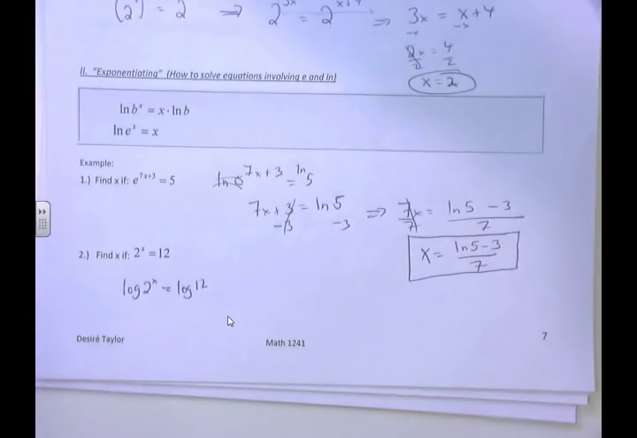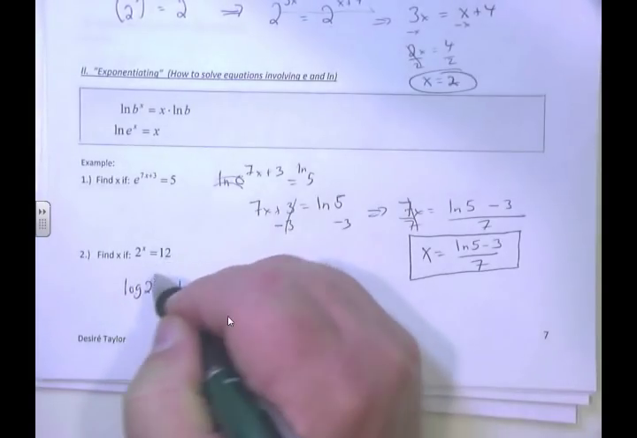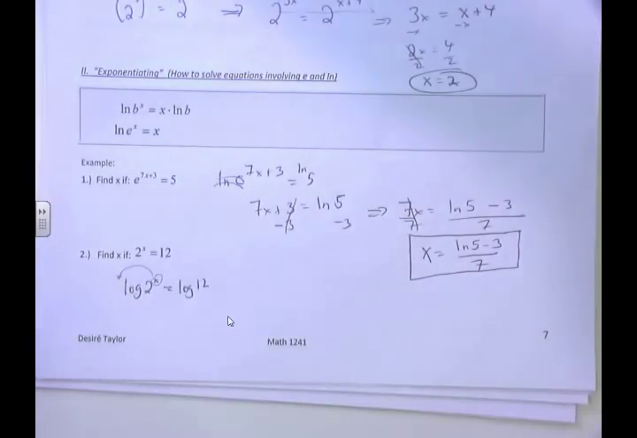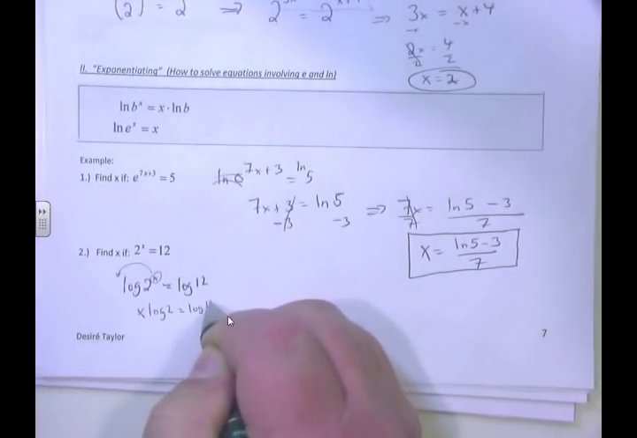So what I do to one side, I do to the other. That's a perfectly legal math move. However, because I have a log of something with an exponent, where did the exponent get to go? To the front. Property number 3 of the log properties we have memorized. So x times the natural log of 2 is equal to the natural log of 12.